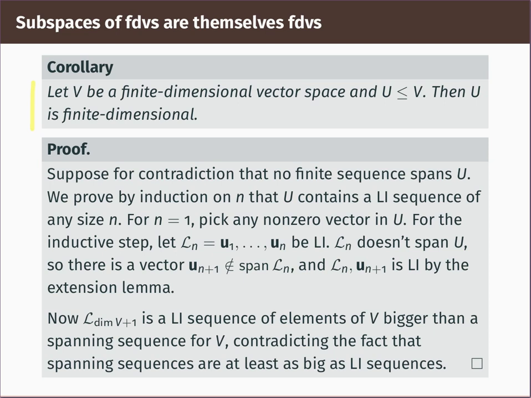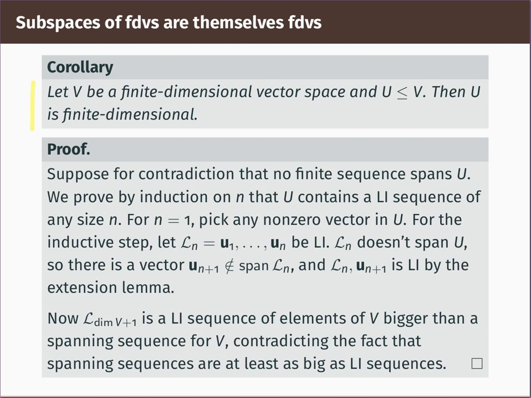We're going to prove by induction on n that U contains a linearly independent sequence of any size n. So for n equals 1, this is very clear. You just pick any non-zero vector in U, and that is a linearly independent sequence of length 1. Now we'll do the inductive step. So let's think what the inductive hypothesis tells us. It's telling us that there is a linearly independent sequence of length n. We have to now prove that there is a linearly independent sequence of length n plus 1.